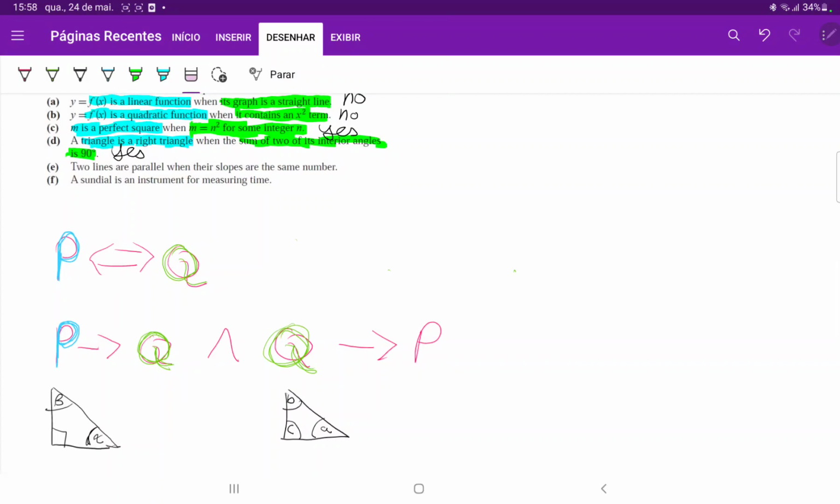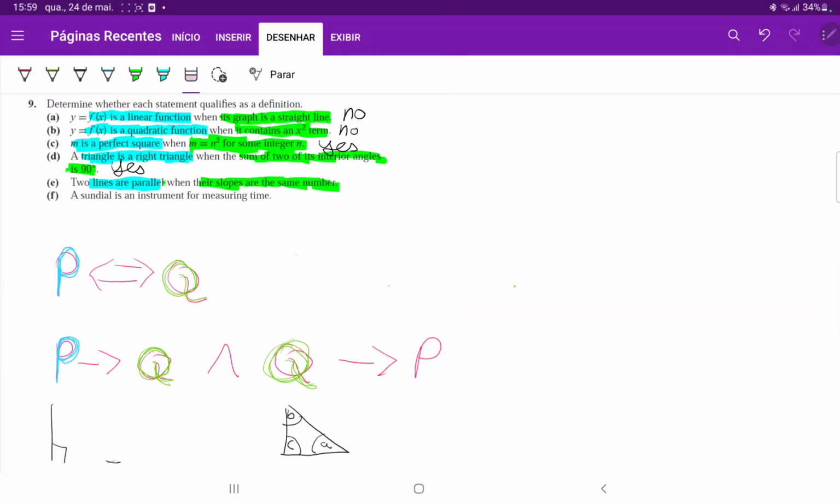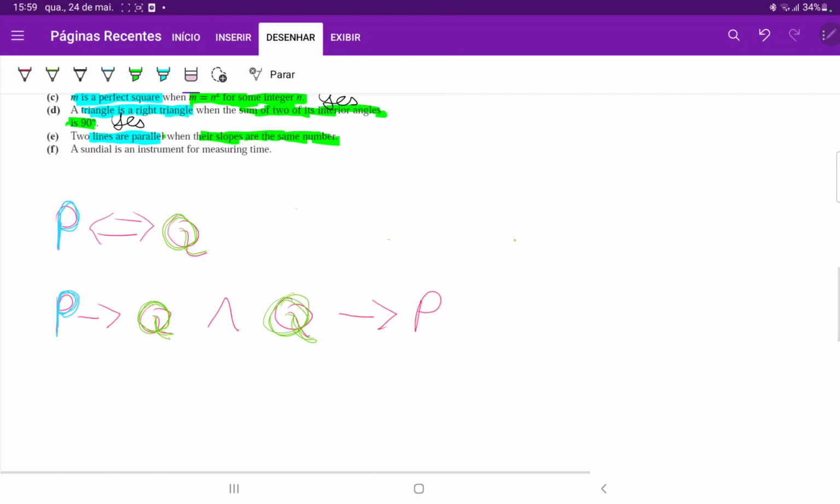Okay, now let's look at E. So two lines are parallel. This is our P. Lines are parallel, and our Q is their slopes are the same number, right? Now for this one, we have if P, then Q, and if Q, then P. So let's see, if lines are parallel, then their slopes have the same number, right? That is true, because the only way for two lines to be parallel is if they have the same slope, right? You can't have two lines that are parallel with different slopes, because then they would intersect at some point. So if P, then Q is definitely true.